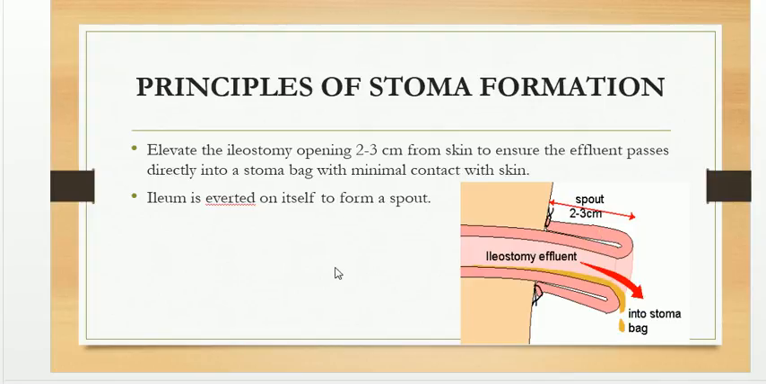Then the ileum is everted on itself. You can see in this diagram that the ileostomy is everted. The inside is everted outside, and the skin stitches are applied here. So the ileum is everted on itself to form a spout. This is the spout of the ileostomy, and this is very important because it helps to avoid excoriation of the skin.